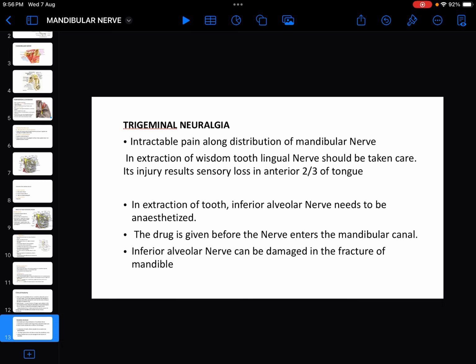So about the mandibular nerve, it is a mixed nerve. It arises from the trigeminal ganglion, and it is one of the branches of the trigeminal nerve. That is, the trigeminal nerve has three branches: ophthalmic, maxillary and mandibular. So this is about the mandibular nerve.